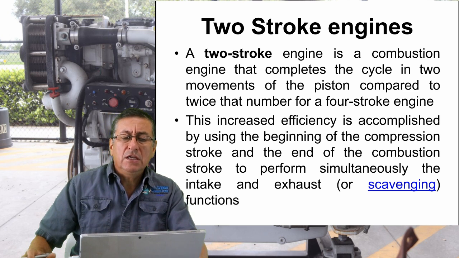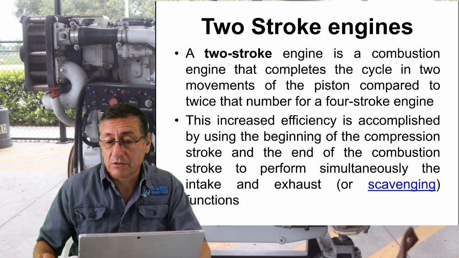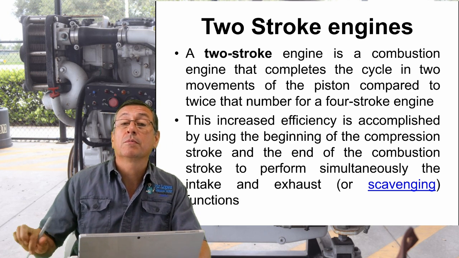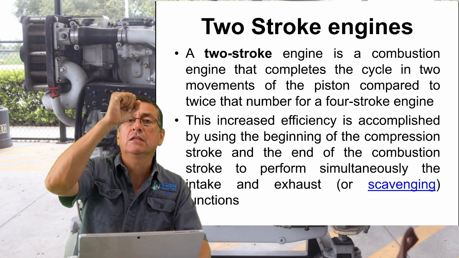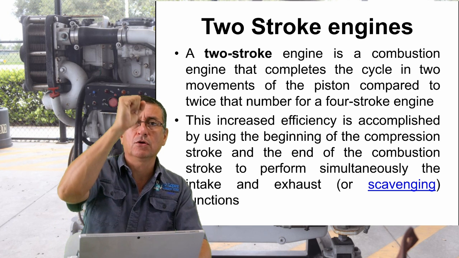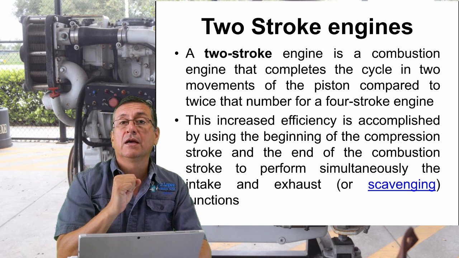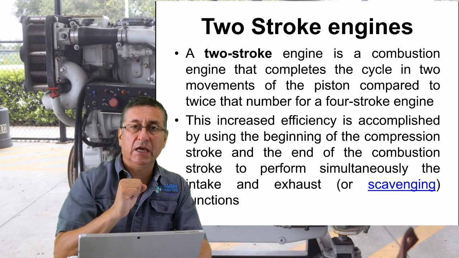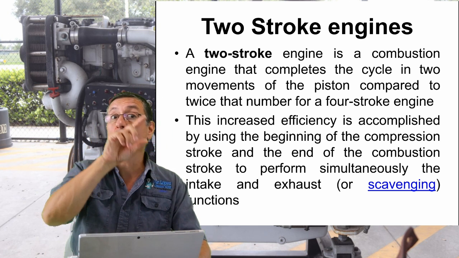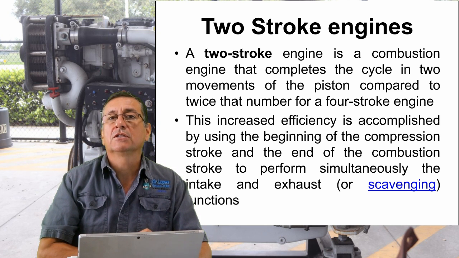All right, a two-stroke engine is a combustion engine that completes the cycle in 2 movements of the piston, in comparison with the 4 movements of the piston of 4 strokes. You remember, in 4 strokes, during the intake, the piston goes down, 1st movement. During the compression, the piston goes up, 2nd movement. During the power, the piston once again goes down, 3rd movement. And during the exhaust, the piston once again goes up, 4th movement. 1, 2, 3, 4 movements to complete 1 cycle, to complete the cycle of intake, compression, power, and exhaust.